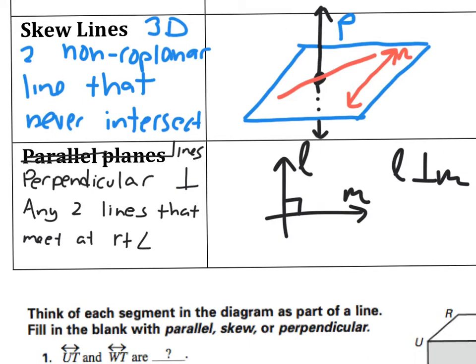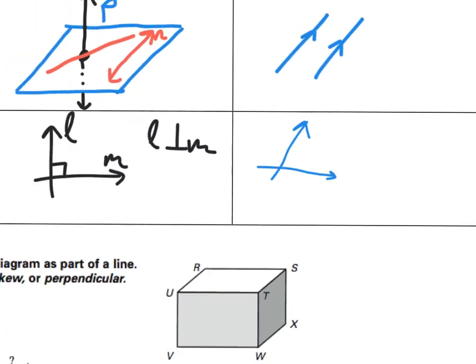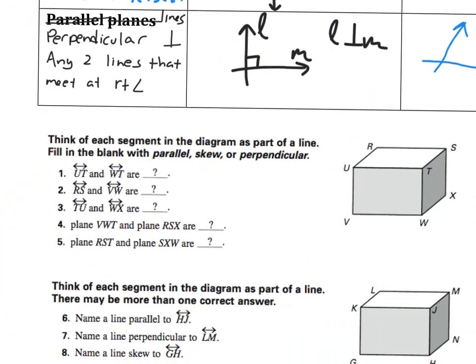It could be up, down. It could be sticking out of the page or whatever. A non-example would be just anything that looks close but not quite 90, something like that. Okay, real quick, let's spend some time identifying these relationships.